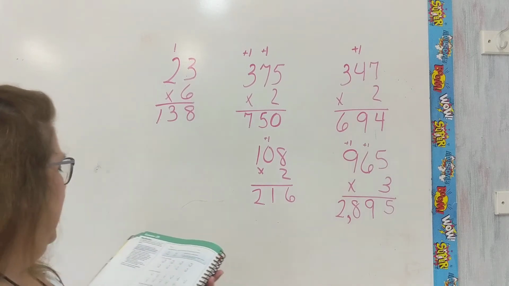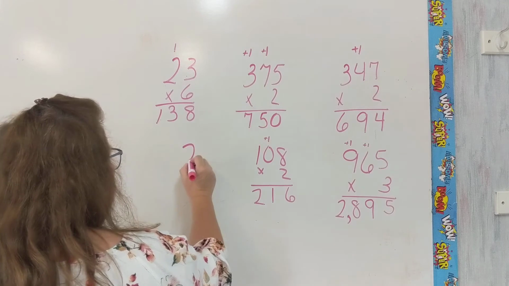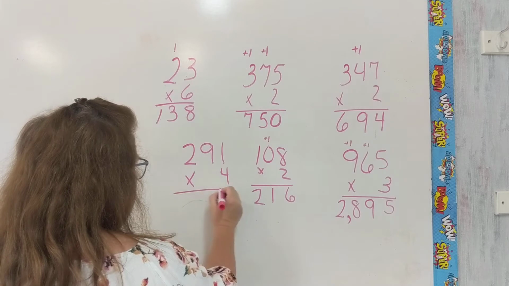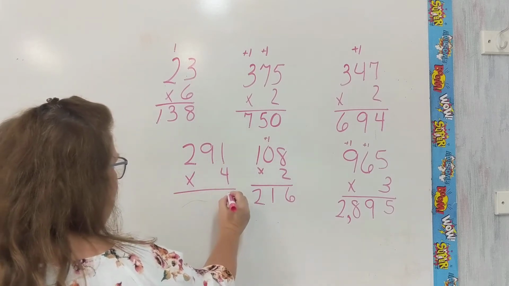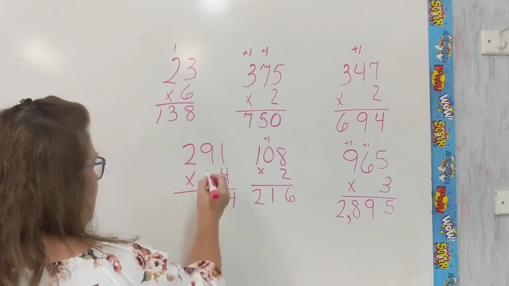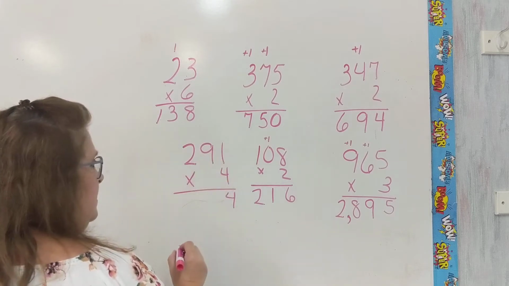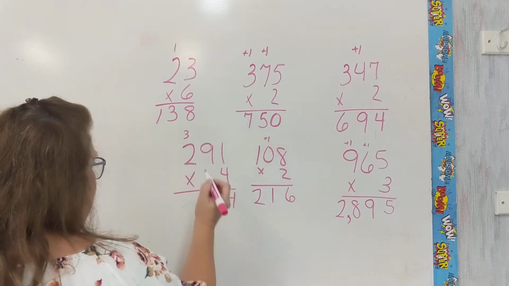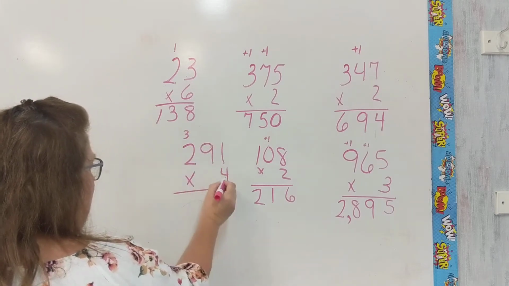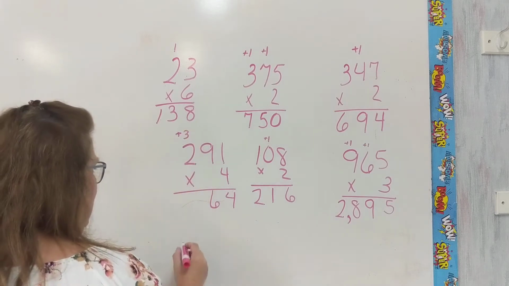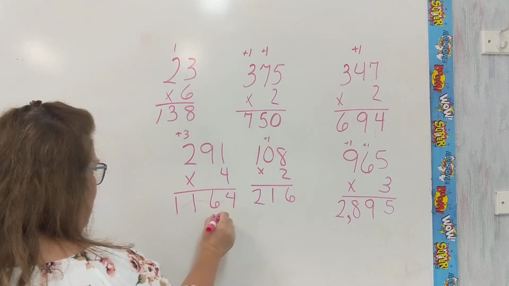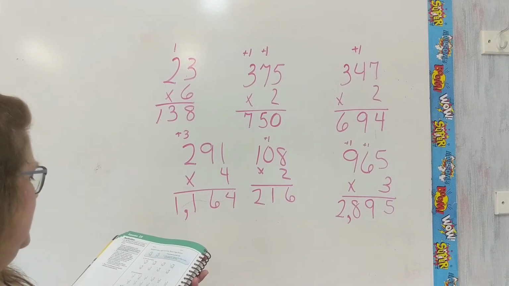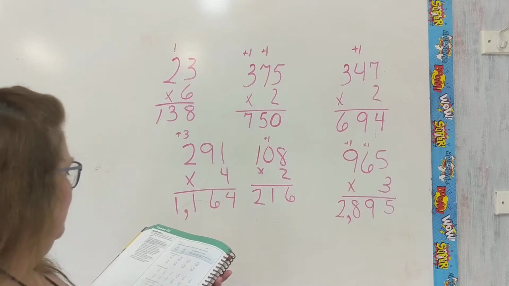Look at letter D. Letter D, we have 291 times 4. 1 times 4 is 4. 9 times 4 is 36. We put our 6 down. We carry our 3. 4 times 2 is 8. Plus our 3 we carried is 11. We count over 3. Our answer is 1,164. Okay?